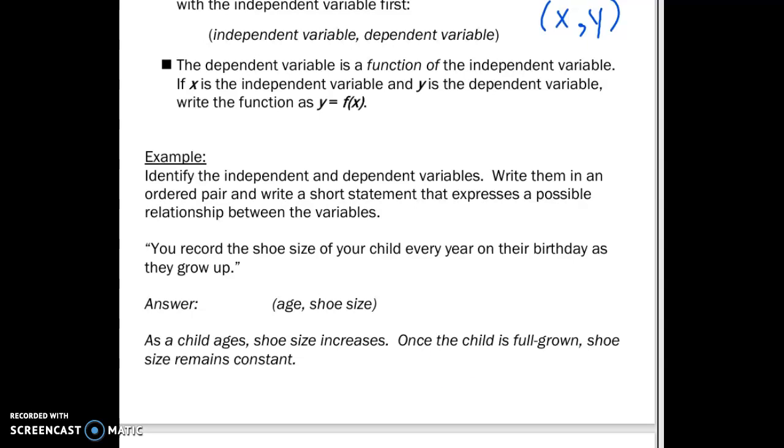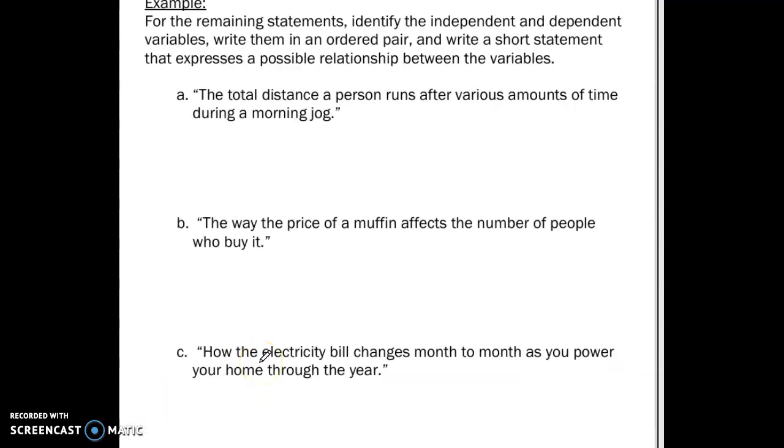Let's go down to this one. The total distance a person runs after various amounts of time during a morning jog. So let's pause the video and you pick out what you think the two variables are here. All right, so the two different variables here are the distance and the time. So let's highlight them at the top. So we've got the total distance that a person is going to run after various amounts of time.